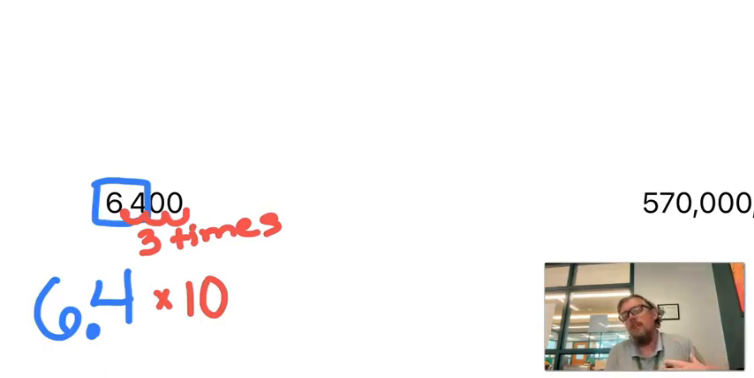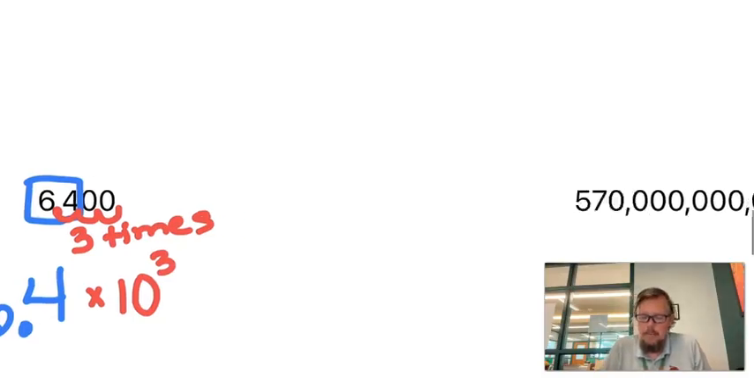That means we're going to do 6.4 times 10 to the third power. And there it is in scientific notation, 6.4 times 10 to the third power.